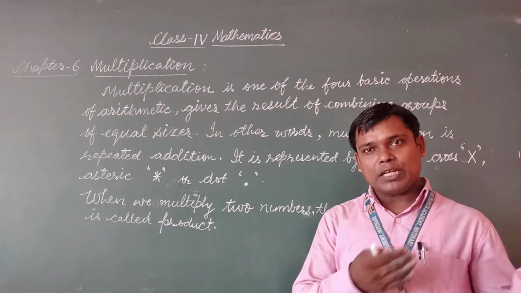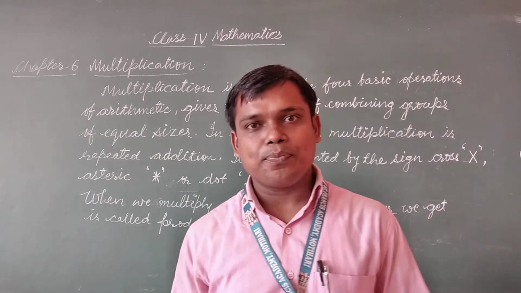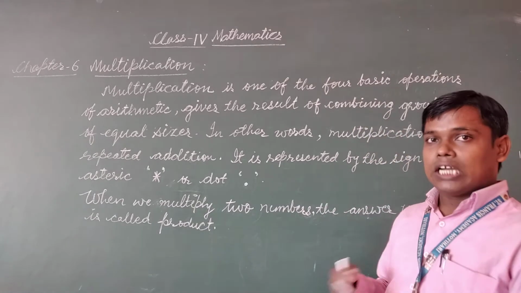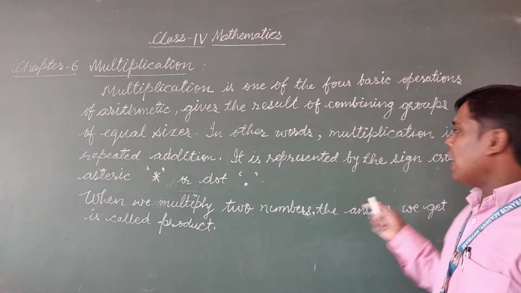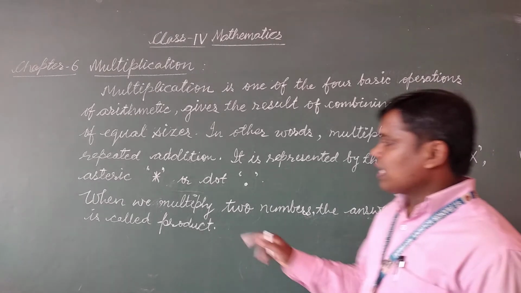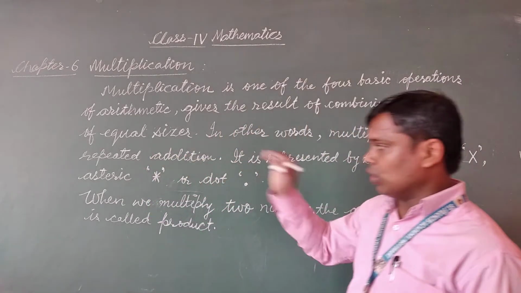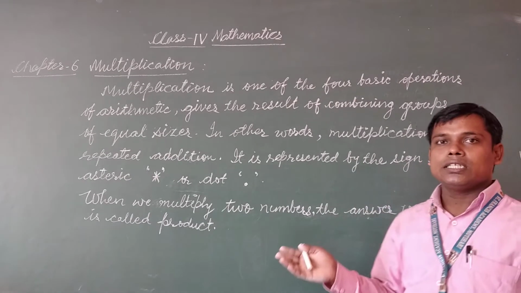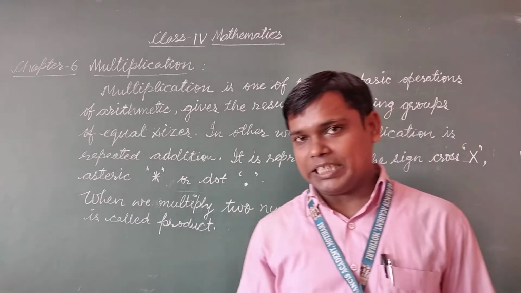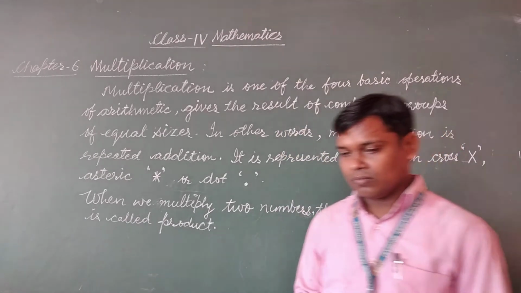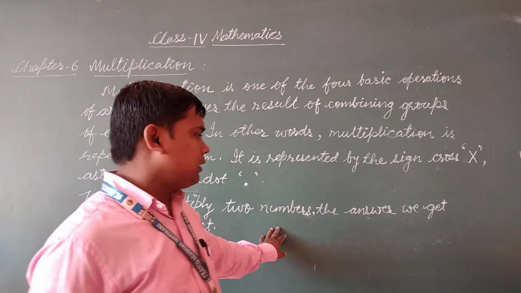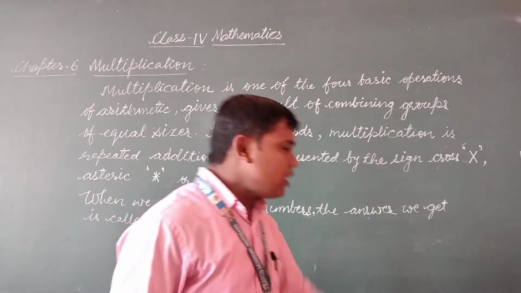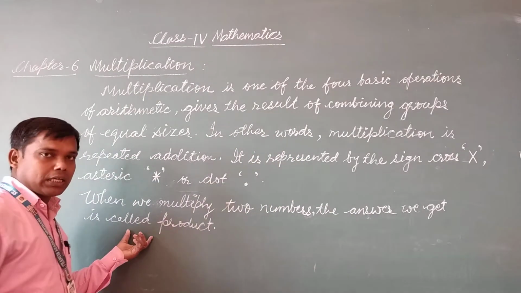You were studying multiplication from earlier classes also. As you know, the sign of multiplication we give as cross, asterisk or dot. So by this sign we represent multiplication. You also know that when we multiply two numbers, the answer we get is called product.